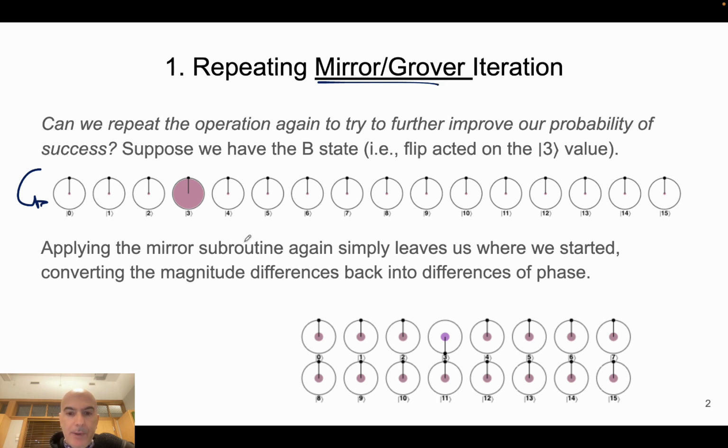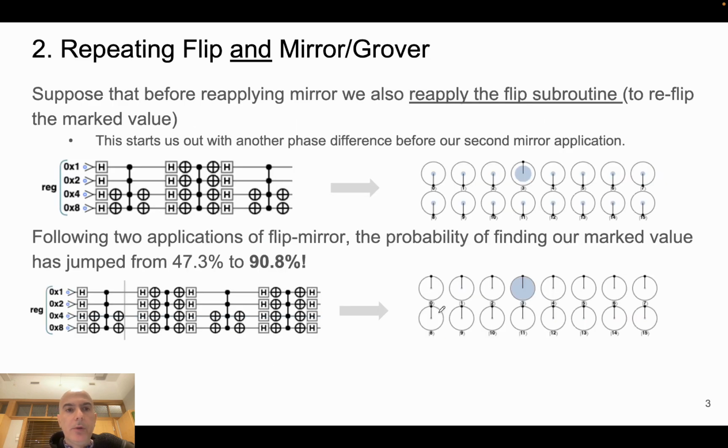Well, what happens, we basically go back to the initial state where we have our marked value, but the magnitude of the different state is the same. So that's not actually good for us. So what we can try to do is actually to repeat the flip and the mirror Grover operation.